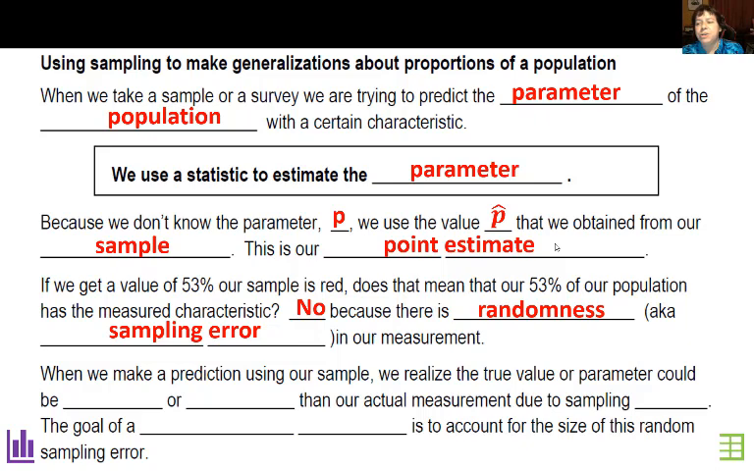When we make a prediction using our sample, we realize a true value or parameter could be lower or higher. And that, again, is due to sampling error. The goal of the confidence interval is to account for the size of the sampling error. So we're going to teach you how big the sampling error is based on a certain confidence level.